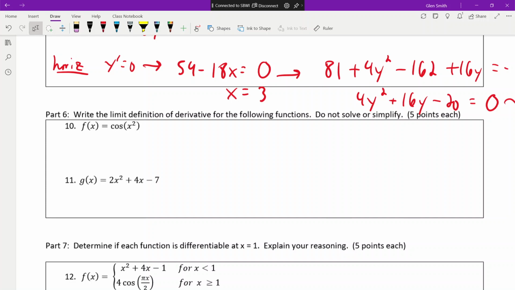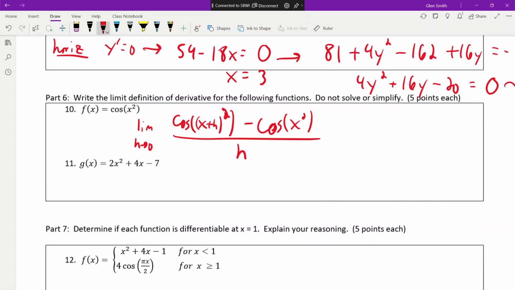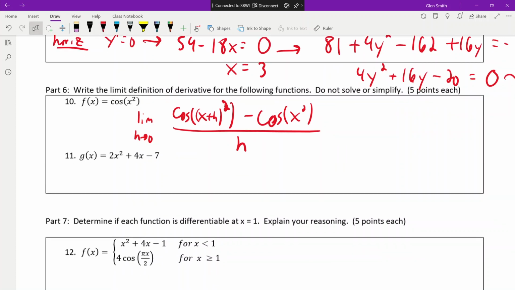All right. And to round this out, number 10. I just want you to write the limit definition here. That's it. Some of y'all were trying to derive it. I just want to know that you know what the limit definition looks like. That's this. The limit as h approaches 0 of cosine, this becomes (x + h) squared, minus cosine of x squared, over h. That's all I'm looking for there.